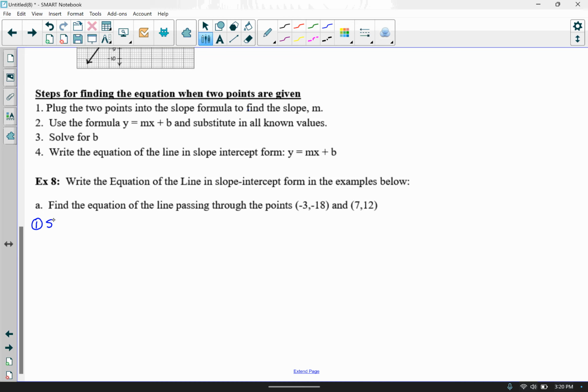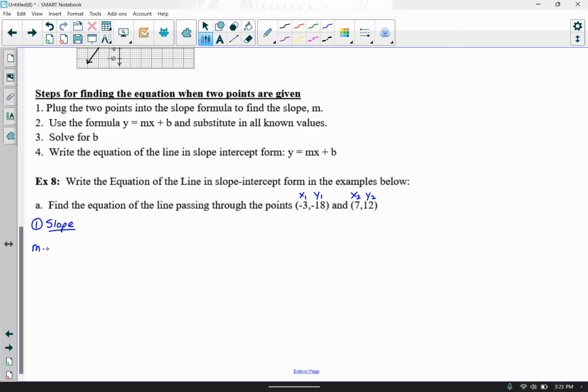Step 1 is you always find the slope. This one wants us to find the equation of a line passing through these 2 points. So I'm given 2 points. The best way to find my slope then, use my slope formula. So x1, y1, first ordered pair, x2, y2, that's your second ordered pair.